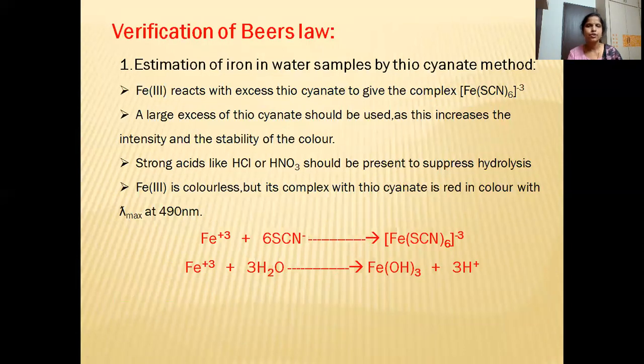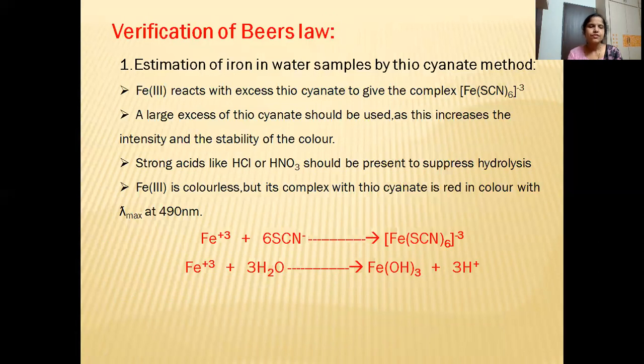As I said, colorimeter is used for finding out the concentrations of colored solutions. So suppose we have iron which is present in water, it will not show color, it is colorless. In order to make it colored, we are reacting that iron with the thiocyanate. So it gives rise to a red colored solution. A large excess of thiocyanate should be used, as this increases the intensity and the stability of the color.